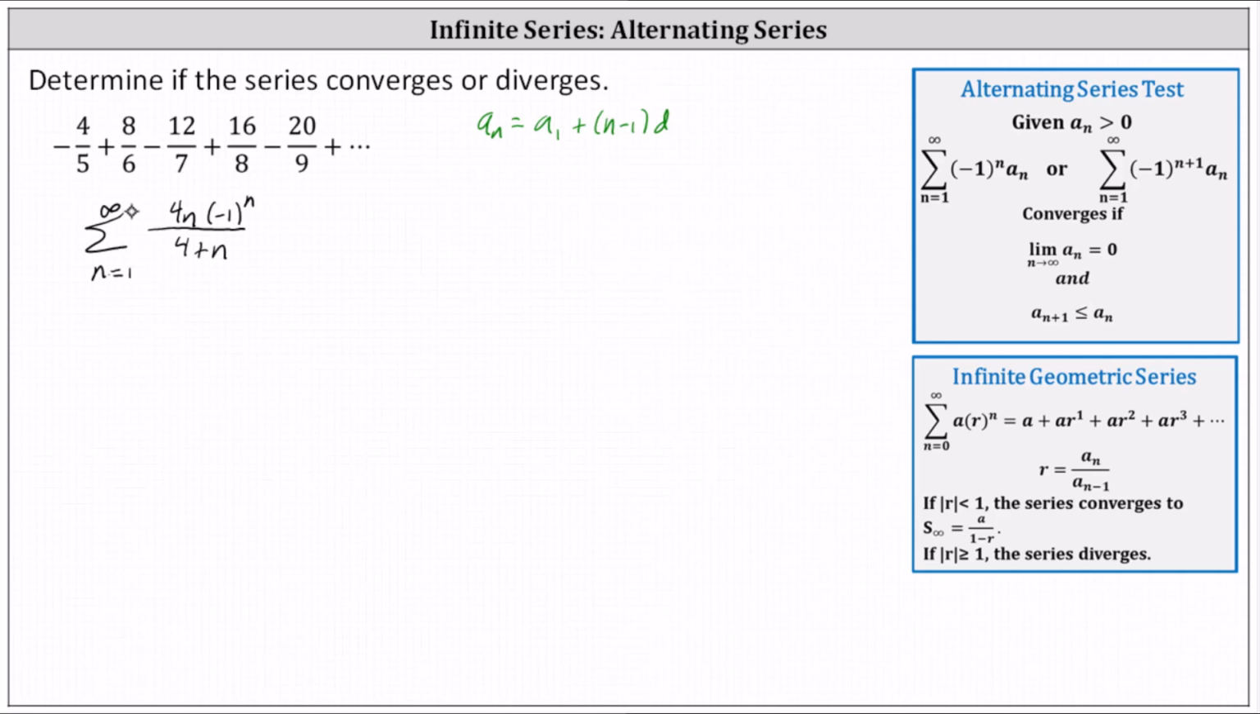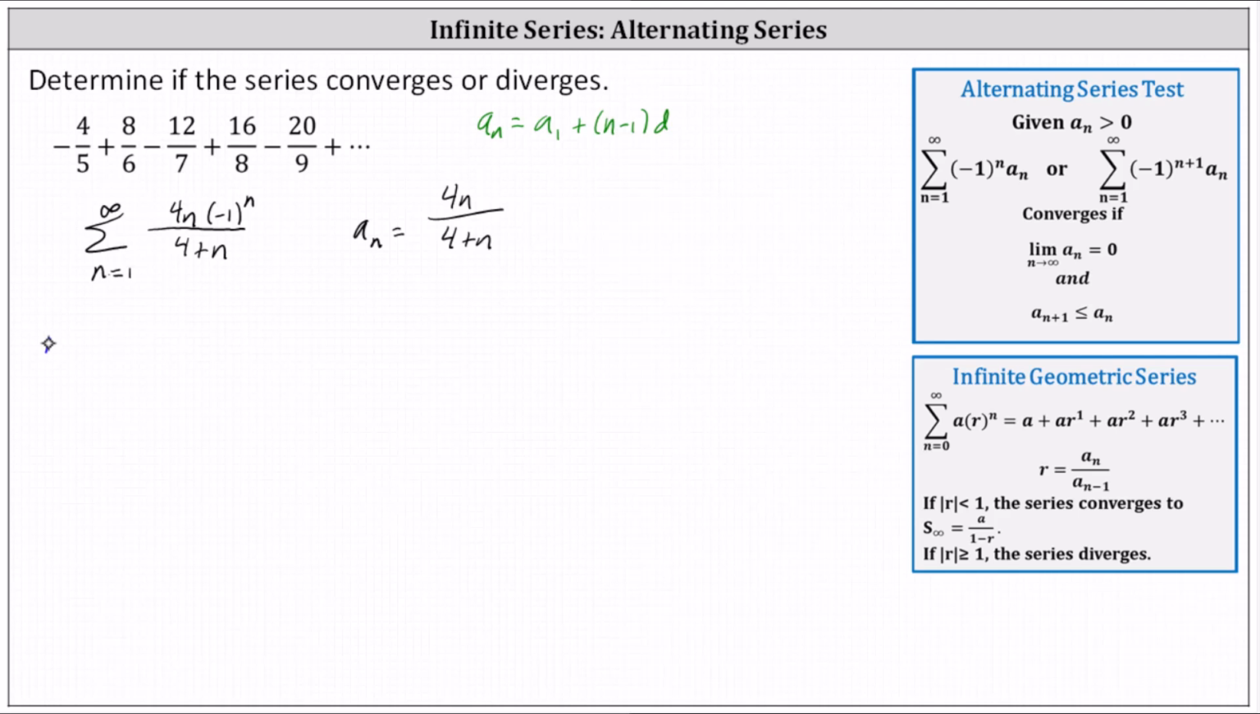And now because we have an alternating series, we'll apply the alternating series test, which is shown here on the right. To apply the alternating series test, we first determine a sub n, which is the non-alternating part of the formula. The series converges if two conditions are met. Number 1, the limit as n approaches infinity of a sub n equals 0, and 2, a sub n plus 1 is less than or equal to a sub n, meaning the terms of the non-alternating series would be decreasing. To begin, notice a sub n in this case is 4n divided by the quantity 4 plus n.